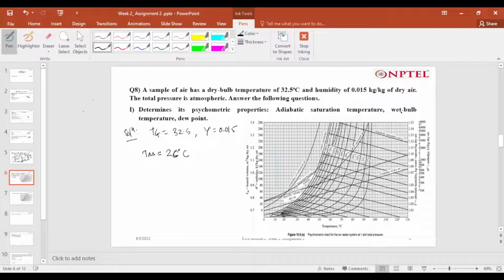Now wet bulb temperature. For the air and water system, adiabatic saturation temperature is equal to the wet bulb temperature. It is equal only for the air and water system, but not for other gas and liquid systems. So wet bulb temperature is the same, 26 degrees Celsius. Now calculate the dew point temperature.